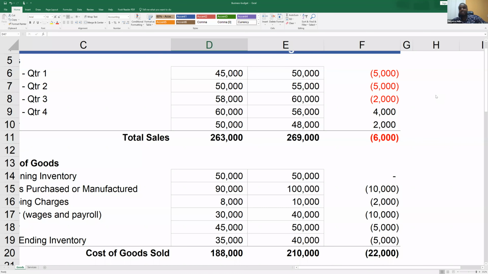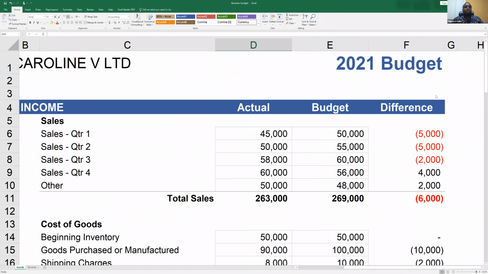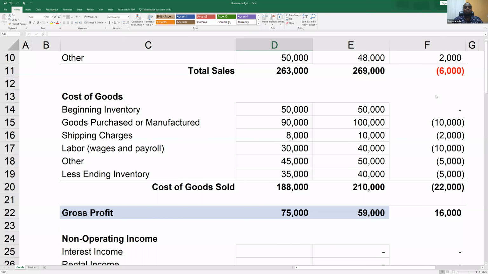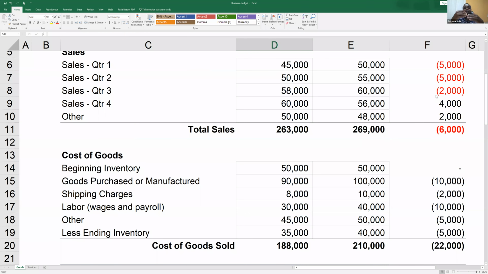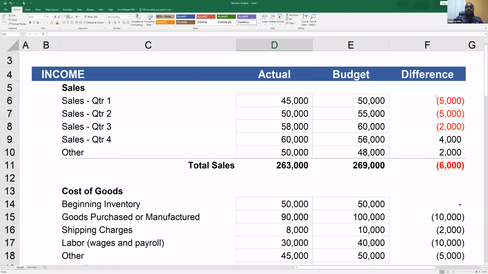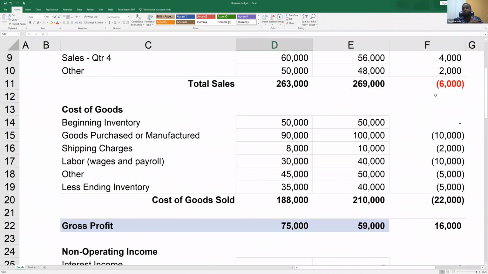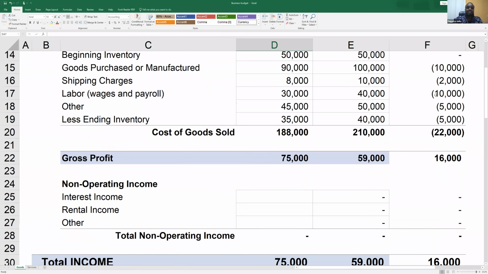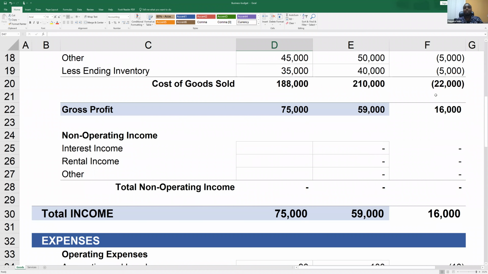So basically, as I've said, you know the formula for gross profit. Gross profit is sales less cost of goods sold. So this is the sales, and this is the cost related to the goods sold. So it will give you a gross profit. And after having the gross profit, we have to look at the net operating income, other income. And it will give us a total, I think this one is total.